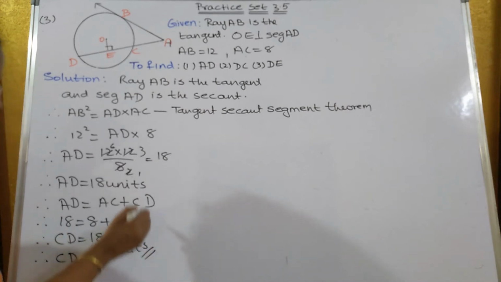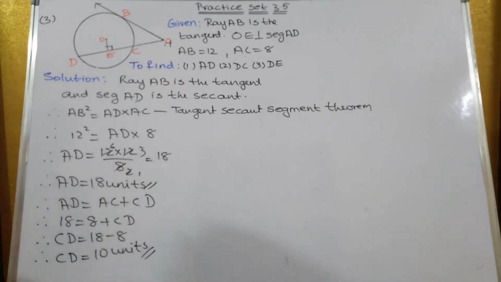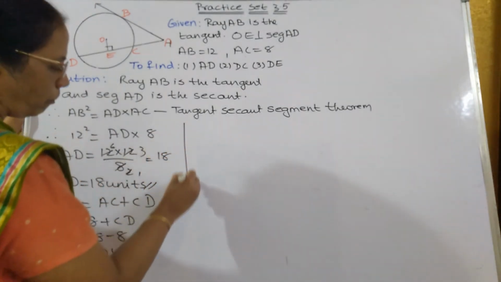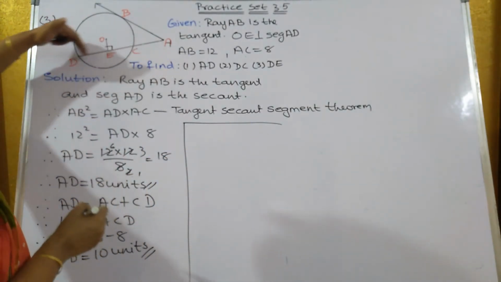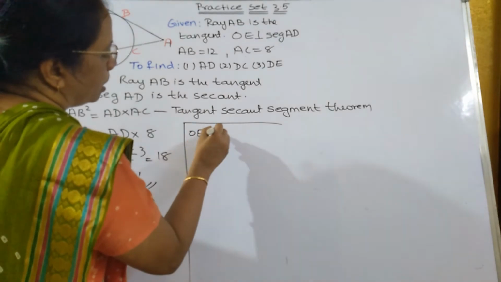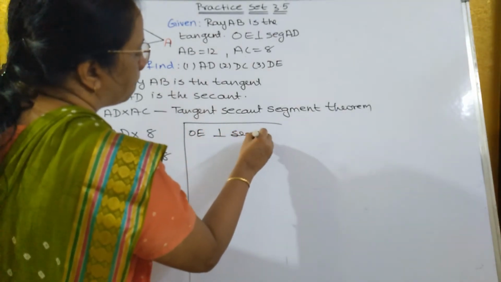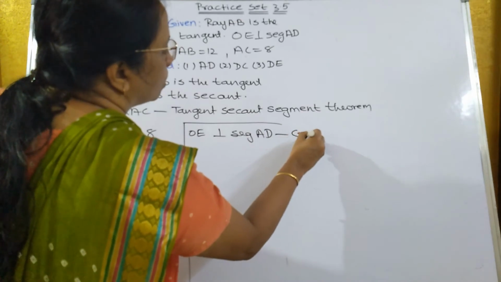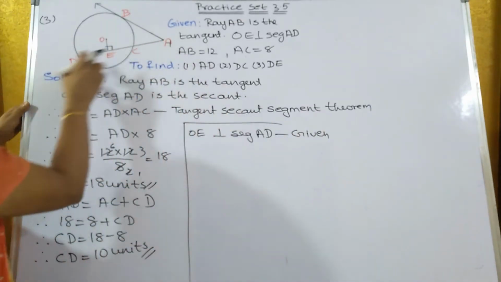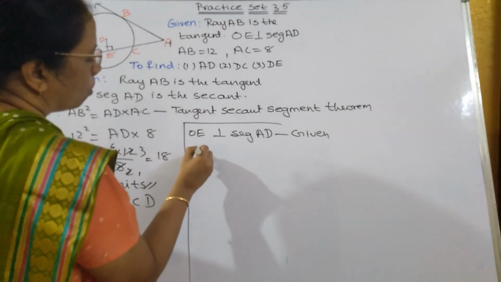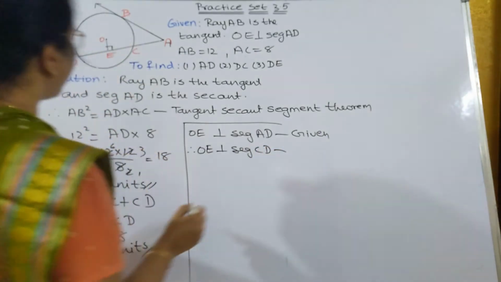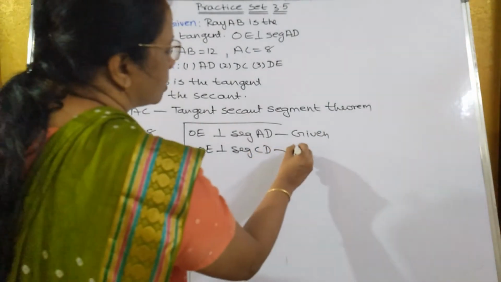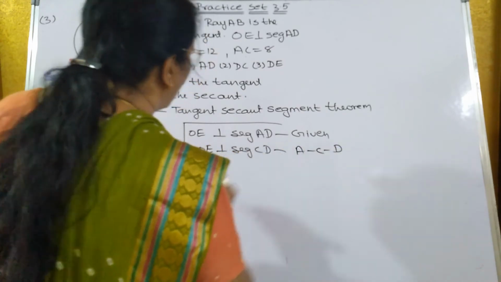So we have got the second one and the first one. Now next one we have to find out DE. Now they have already given OE is perpendicular to Seg AD. Now we will shorten that. Instead of taking AD, we will take CD. Therefore, OE is perpendicular to Seg CD. Reason, what you will write? A-C-D, they are collinear points.